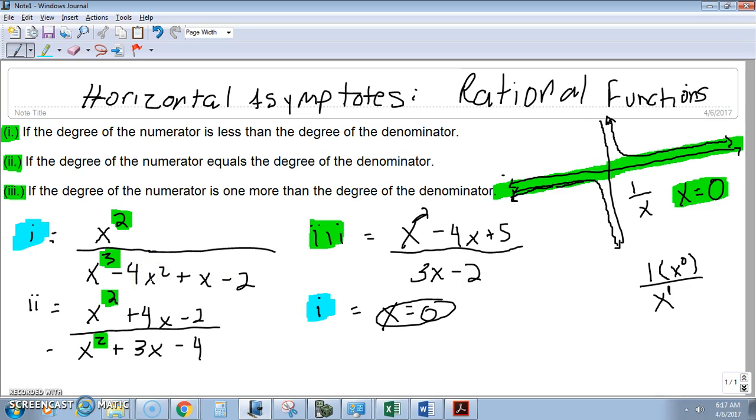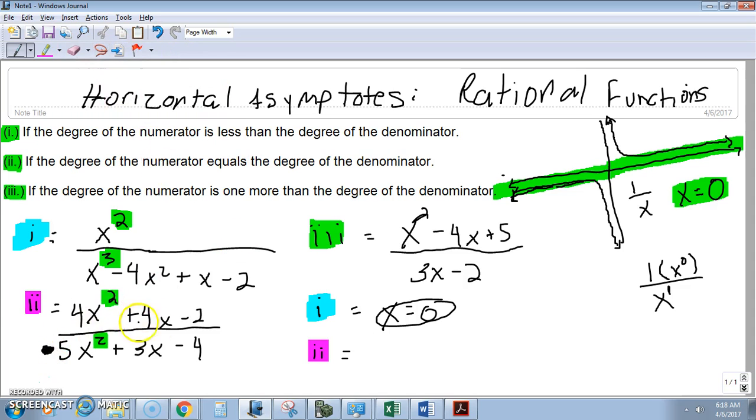Let's take a look at the second option down here, which is the degrees are the same. Let's make those pink. So for option 2, the degrees are the same. This is kind of a fun one to look at. For this one, you're going to look at the coefficients in front of the degree. So actually, I'm going to change them. Let's make this 4x squared, and then let's make this 5x squared in the denominator.